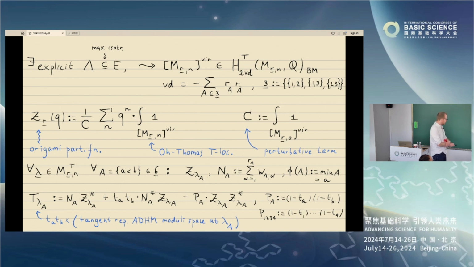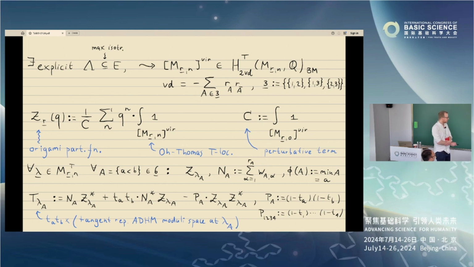So this character here, or this virtual representation, is a familiar object. So up to a factor, it's just the tangent representation of the original ADHM moduli space at the partition λ_A.